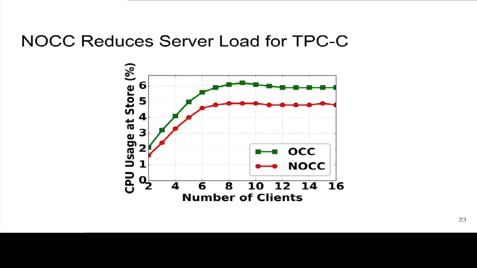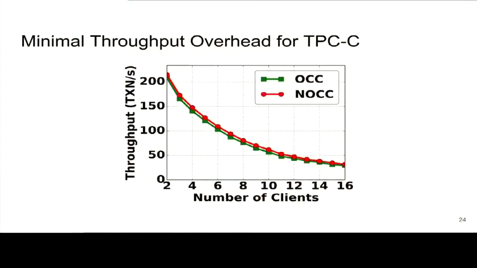This is because, yes, there are more transactions arriving, so the usage increases, but the useless transactions, the transactions that will be aborted, are not sent to the store. Instead, they're processed by the switch and aborted earlier in the network. This reduces the overall load on the store. And at the same time, it doesn't have a significant effect on the throughput. So it reduces the load on the store, but at the same time, it doesn't have any performance penalty for the benchmark, which is something that we would hope.